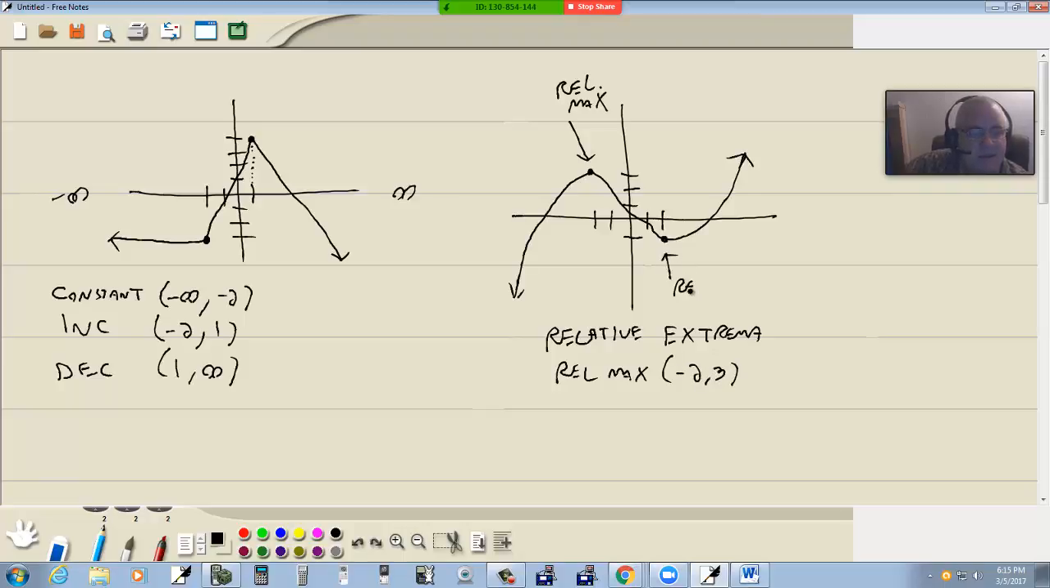Now this would be a relative min. A relative min is where your graph changes from decreasing to increasing. Or you can think of it as a low point relative to what's around it. And this would be 2, negative 1. And those would be our relative extrema.